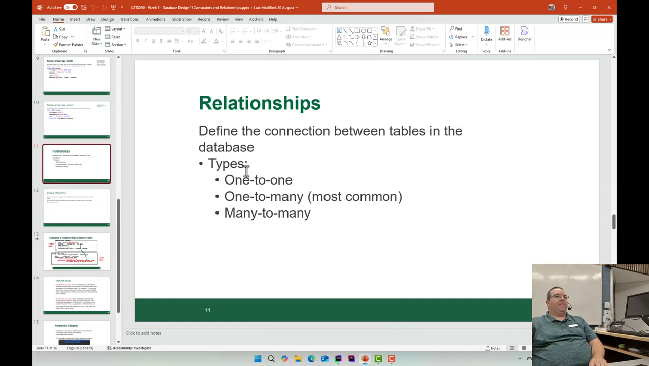So I buy stuff from Amazon. My history is like pages and pages long. There's one of me, many items. There's one of me, many students, one to many, okay?